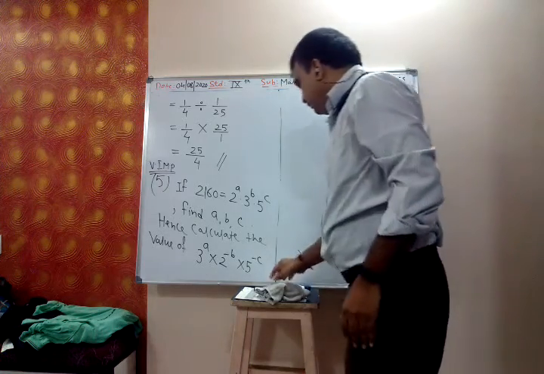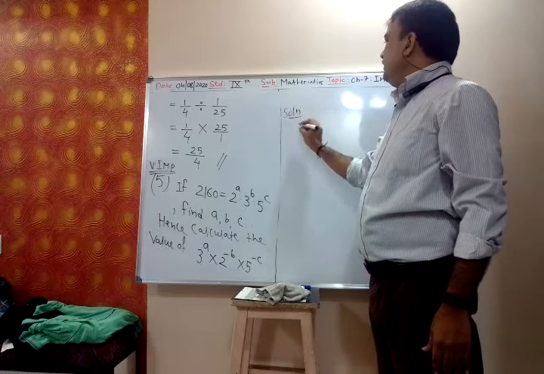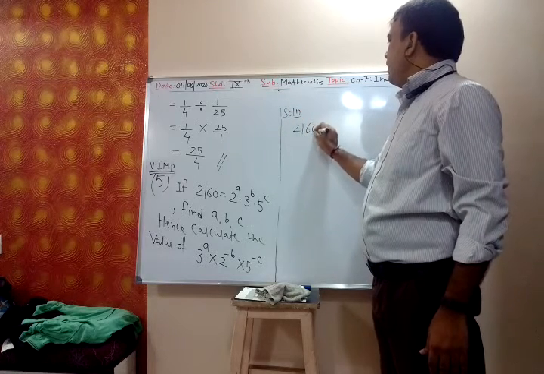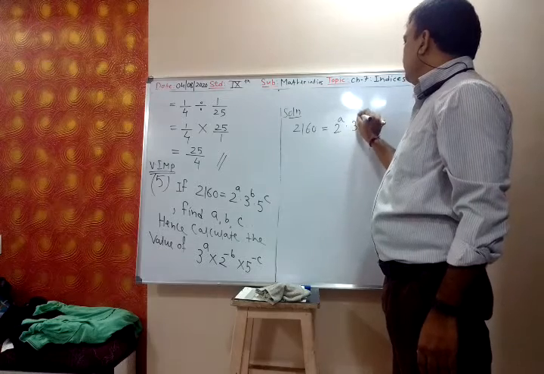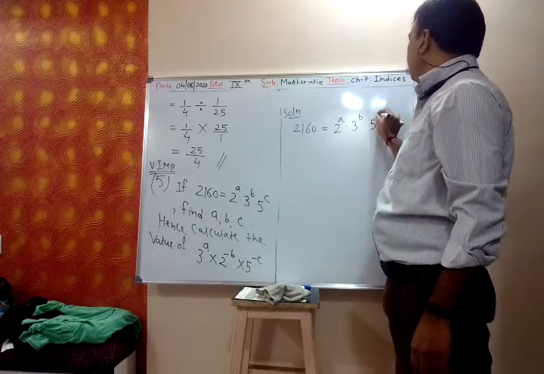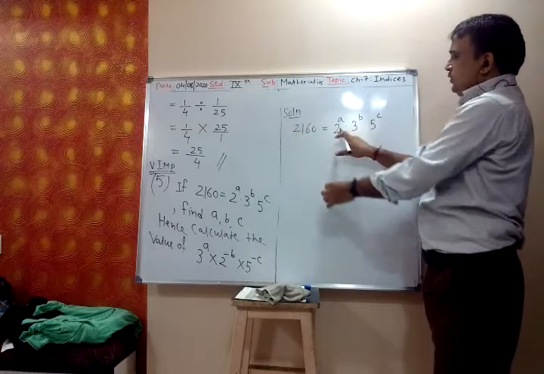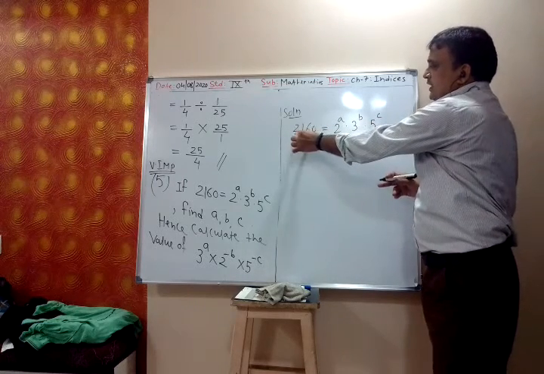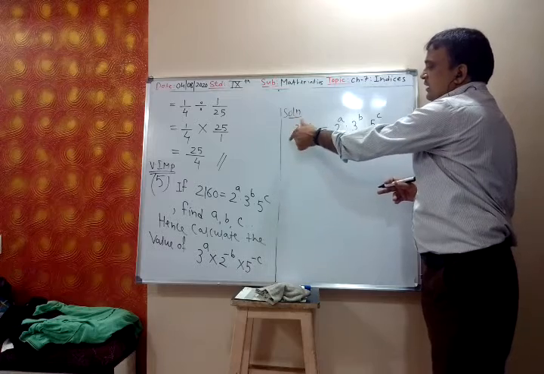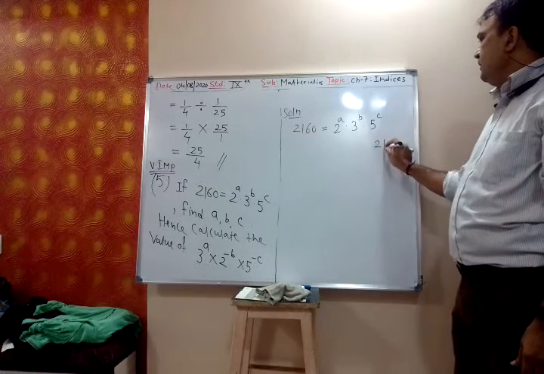Yes. So it is given. Let us solve this. We are given that 2160 is 2 raised to a into 3 raised to b into 5 raised to c. So this right hand side is 2 raised to a, 3 raised to b, 5 raised to c. The left hand side, 2160, we also write in powers of 2, 3, 5, so that we first factorize.